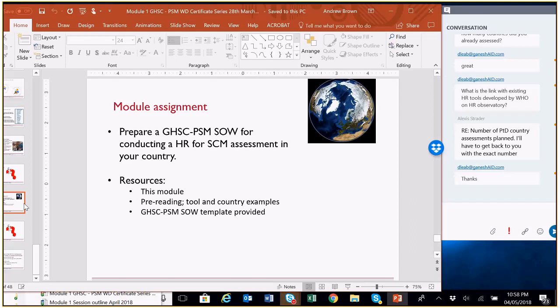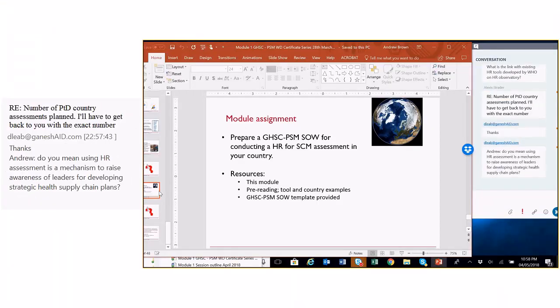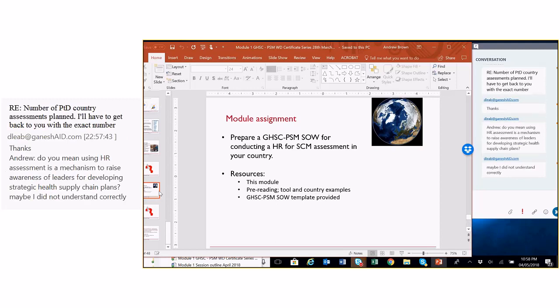There's an example in the Dropbox of one for a training activity, but I want you to make one for conducting a HR for supply chain management assessment. In this situation, I want you to do the scope of work to be able to conduct a human resources assessment. So I don't want you to be thinking about the results of that assessment, but what needs to be thought about for a scope of work to conduct the assessment.